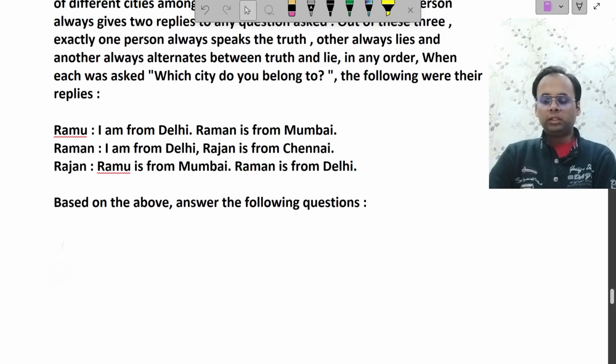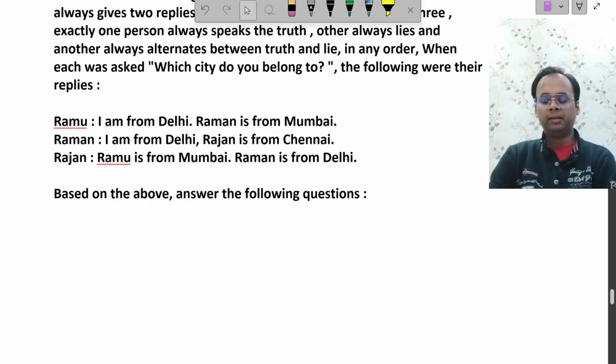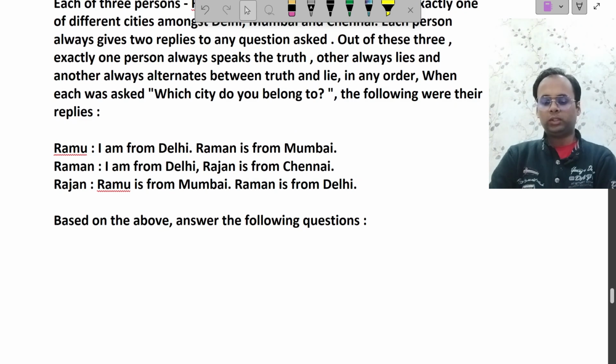So they make two statements. Ramu says I am from Delhi, Raman is from Mumbai. Raman says I am from Delhi, Rajan is from Chennai. Rajan says Ramu is from Mumbai, Raman is from Delhi. Now based on the above, we have to answer the following questions.